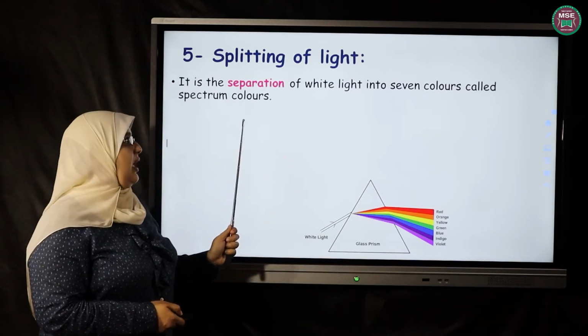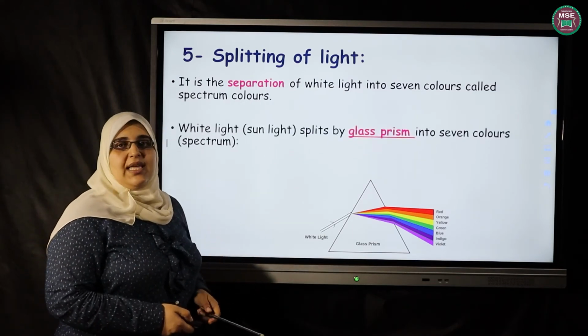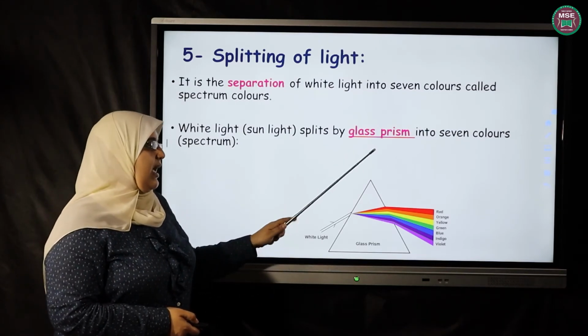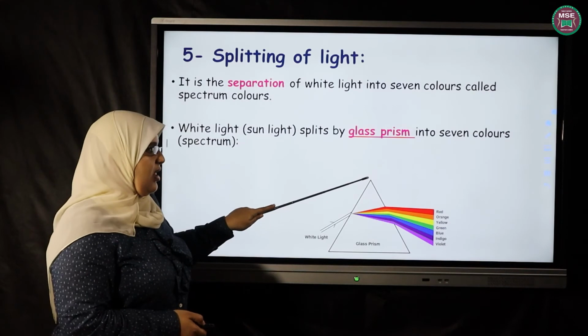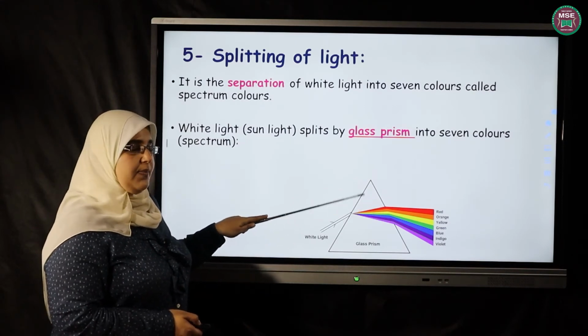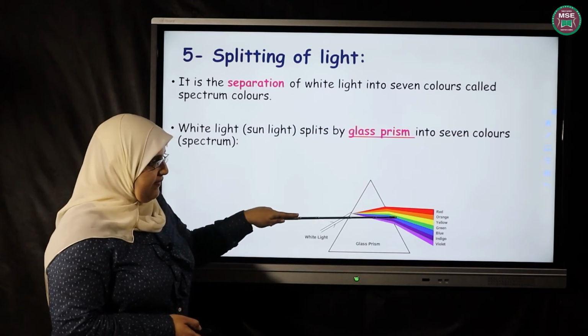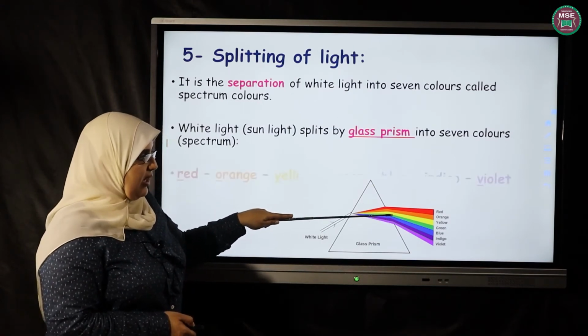But how can the white light be separated? It can be separated by using a glass prism. As we see here, this is called a glass prism. When the light passes through the glass prism, it will separate into 7 spectrum colors.